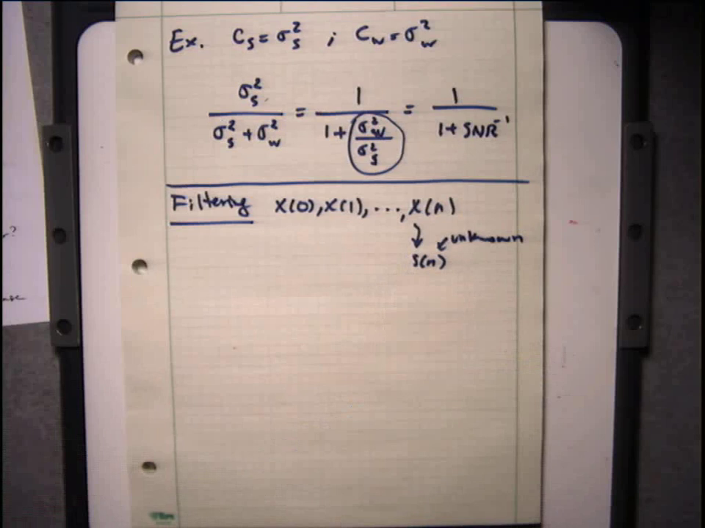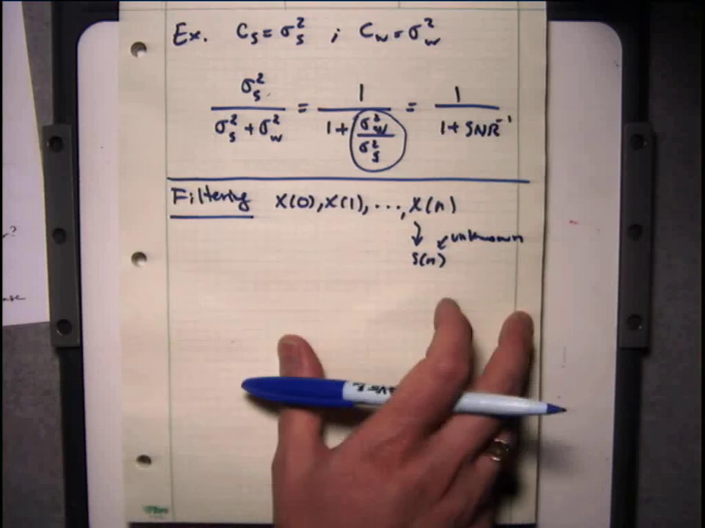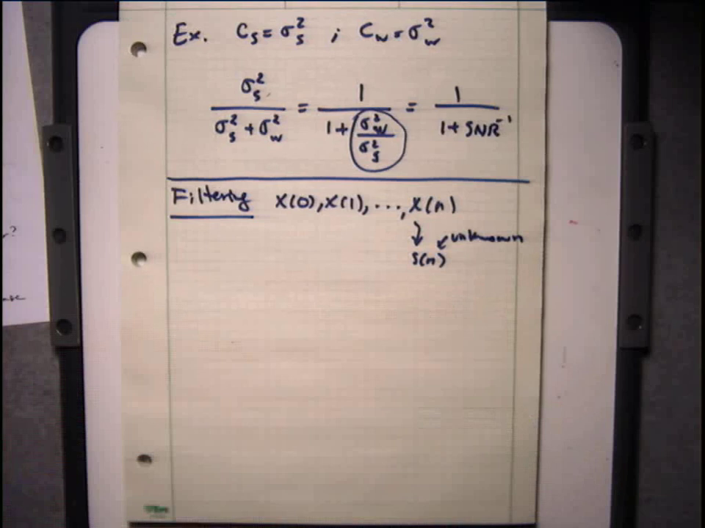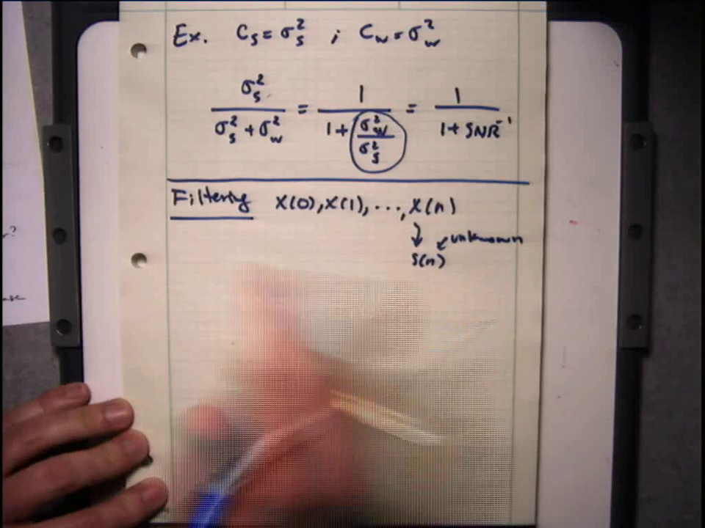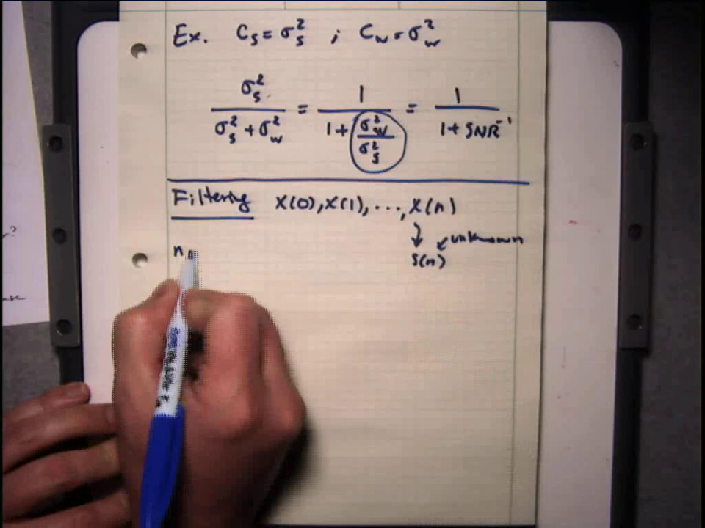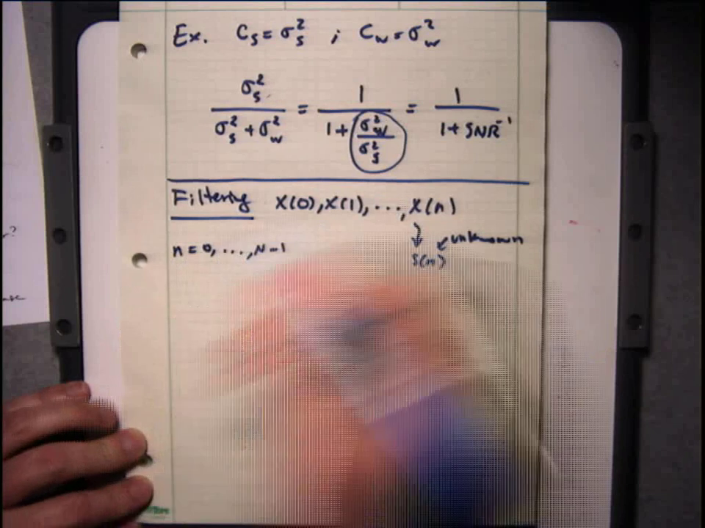This is what you call a sequential estimation problem, as opposed to a batch estimation problem, which the smoothing was. It turns out you can actually get the smoothing solution by doing a bunch of sequential estimations. I think I mentioned that. You go forward in time, and then you go backwards in time, and you get the same answer. So this is the unknown that we're looking at, and we're going to assume that n goes from 0 to n minus 1, and we're going to repeat this process for every n.